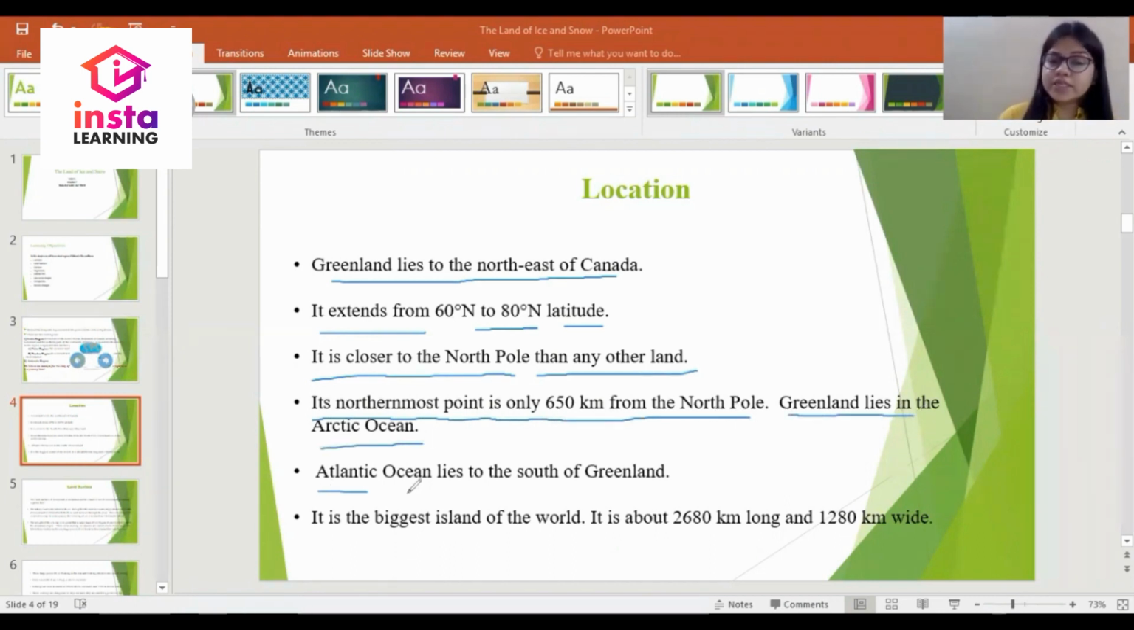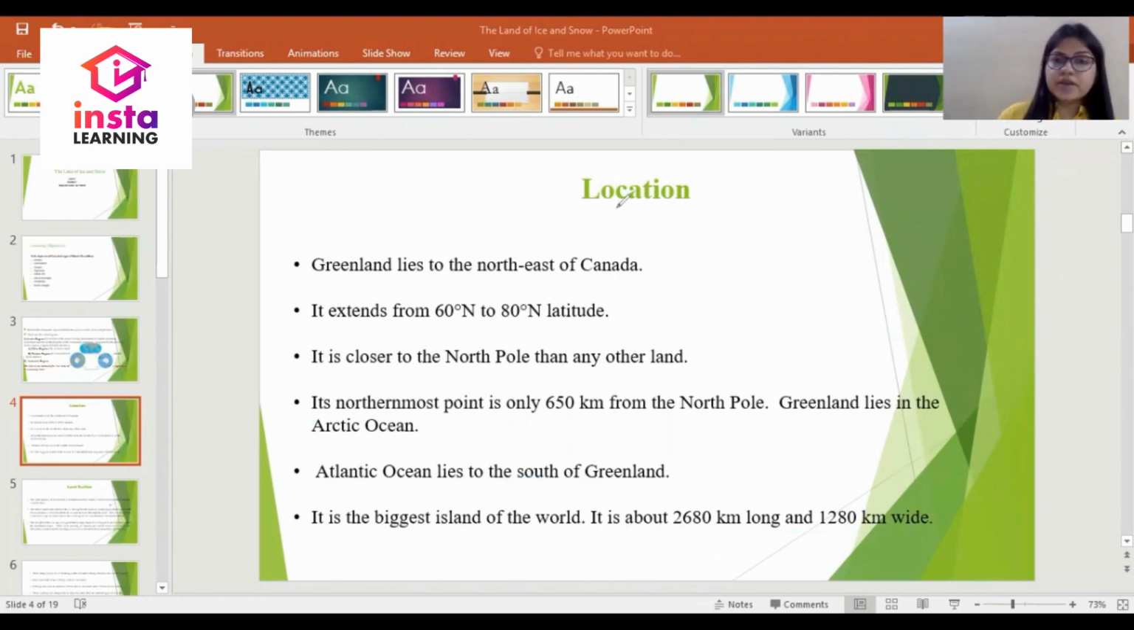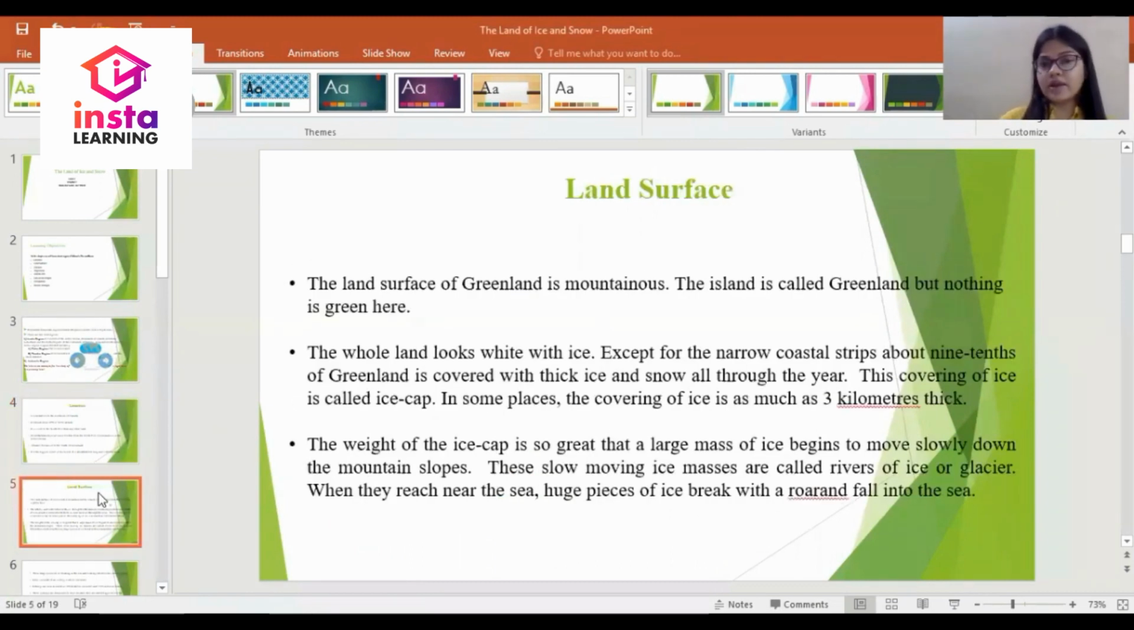Dear student, the Atlantic Ocean lies to the south of Greenland. It is the biggest island of the world. It is about 2,680 kilometers long and 1,280 kilometers wide. Let's understand the second learning objective of the chapter, that is land surface.